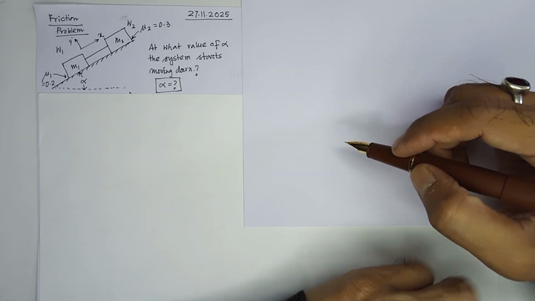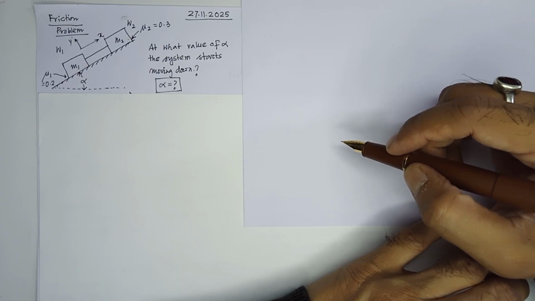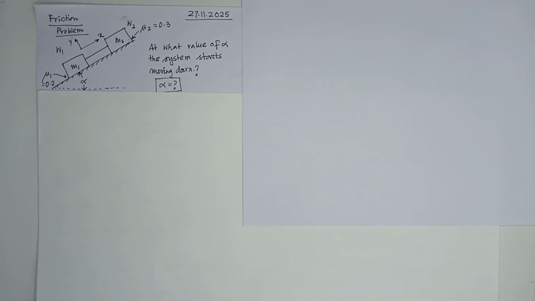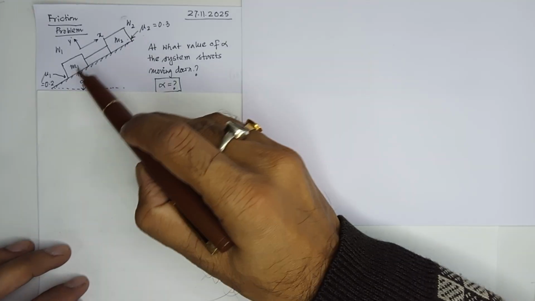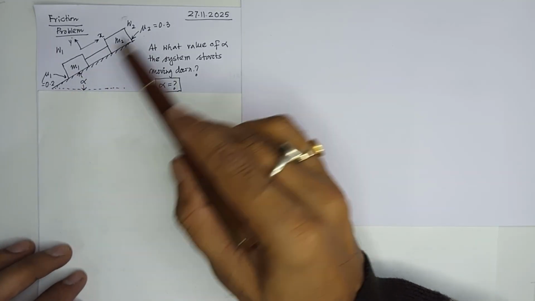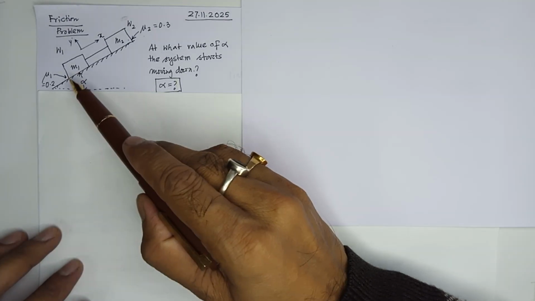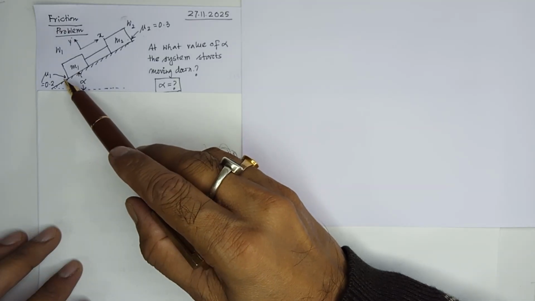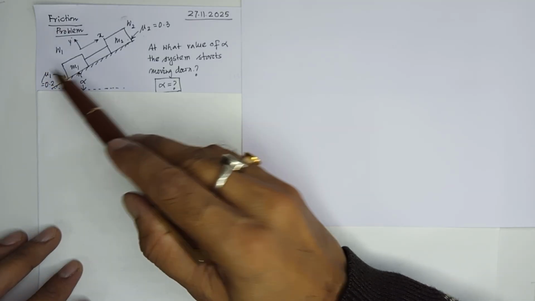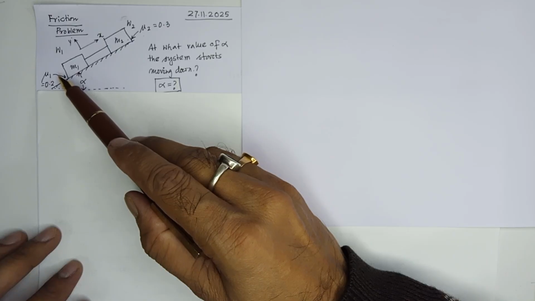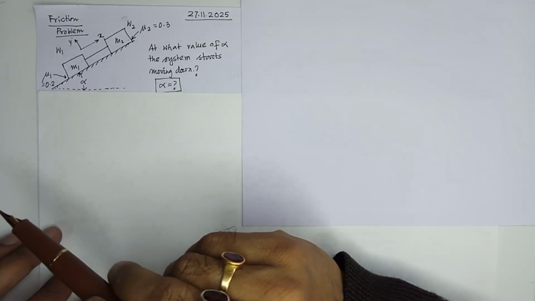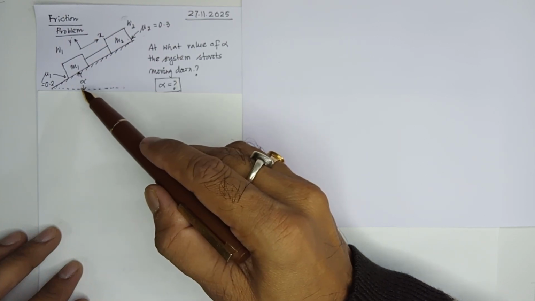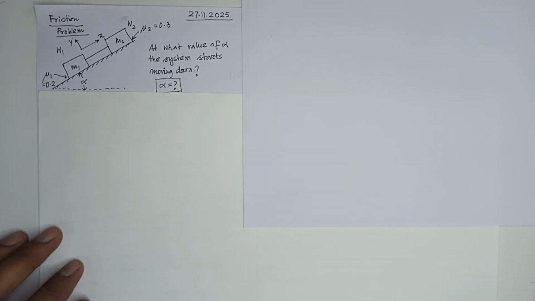Today we are going to solve one problem in mechanics. The topic is friction. The problem is like a classical problem where we have two masses m1 and m2 placed on an inclined plane as you can see on the screen. M1 and M2 are connected by a string. The coefficients of static friction are mu1 and mu2 respectively, where mu1 is less than mu2. We have to determine the angle of inclination at which the system will start sliding.